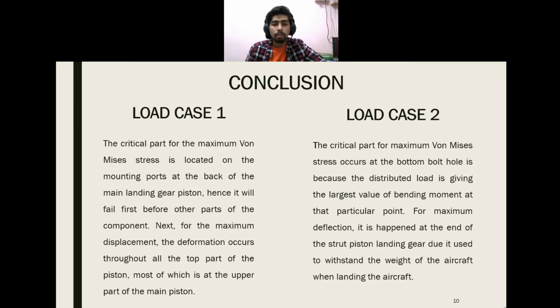Next, for the maximum displacement, the deformation occurs throughout all the top part of the piston, most of which is at the upper part of the main piston. For load case 2, the critical part for von Mises stress occurs at the bottom bolt hole because the distributed load gives the largest value of bending moment at that particular point. For maximum deflection, it happens at the end of the strut piston landing gear because it is used to withstand the weight of the aircraft when landing.